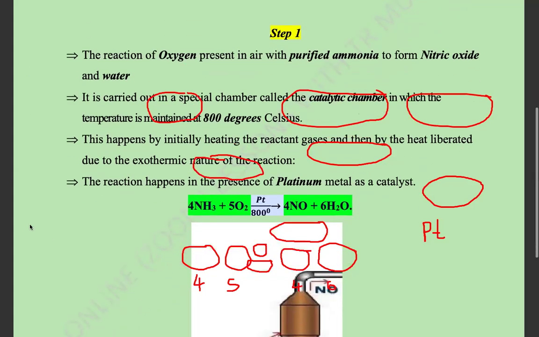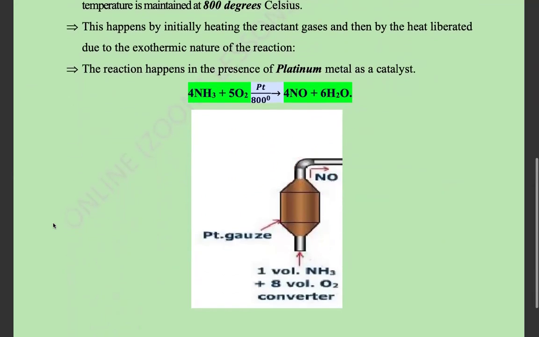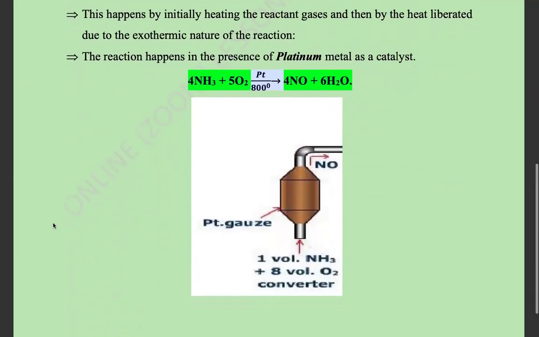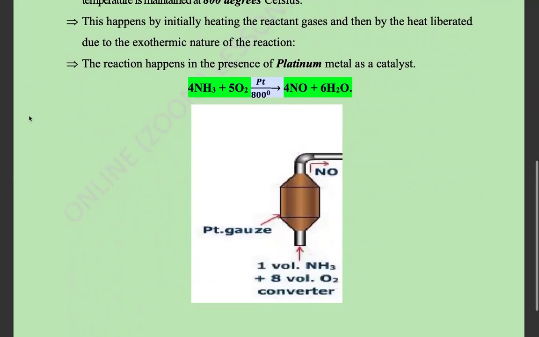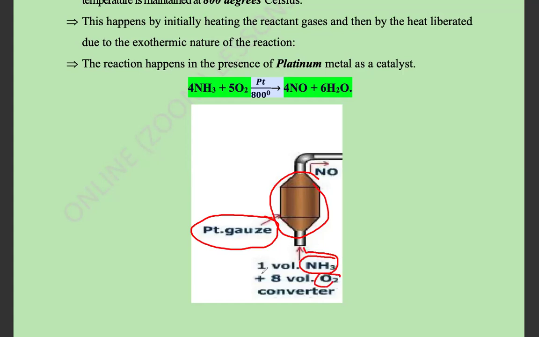So let me now show you where this happens. This is a catalytic chamber called platinum gauze. This is where everything happens. We have our ammonia pumped in there. We also have oxygen pumped in there. They go together in there, and then this is heated. And within this, the only thing that we are going to get is gas.